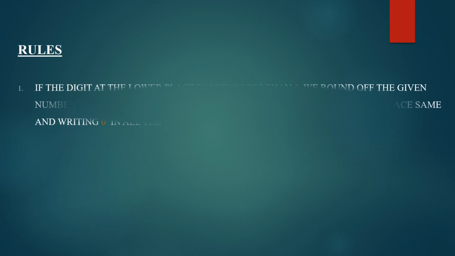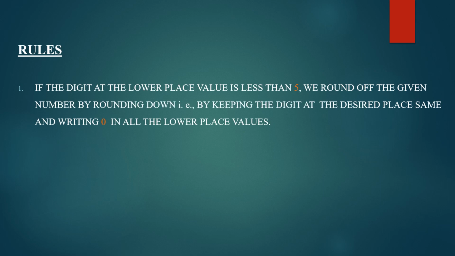Okay, so now we are going to see there are certain rules regarding the rounding off, and we have to be very careful with these rules. The first rule is that if the digit at the lower place value is less than 5, we round off the given number by rounding down. That means keeping the digit at the desired place the same and writing 0 in all other lower places. My dear students, we have to be careful with the rule. I will explain what the rule is.